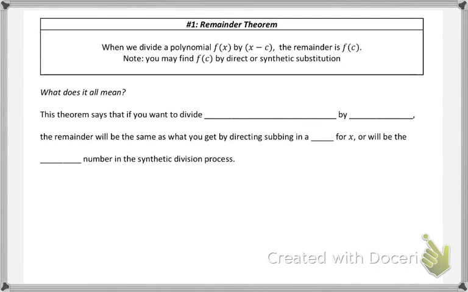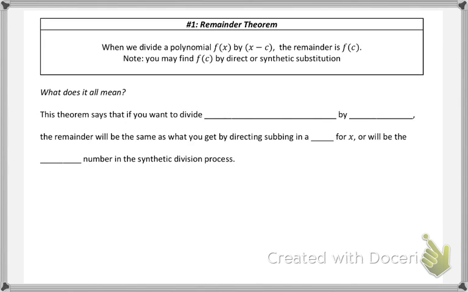So a little review on the remainder theorem that we went over in section 2.4. When we divide a polynomial f of x by some factor x minus c, we know that the remainder is going to be the same as f of c, meaning that the remainder is going to be the same as if I were to substitute c in for x into the function and evaluate it.